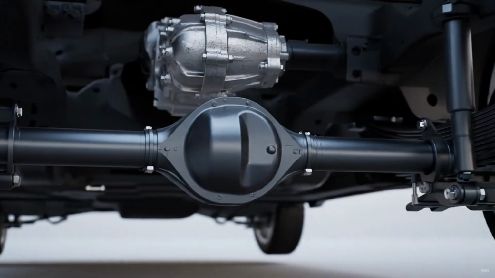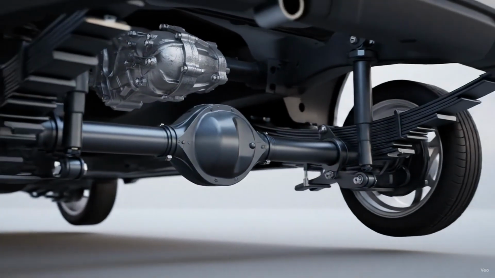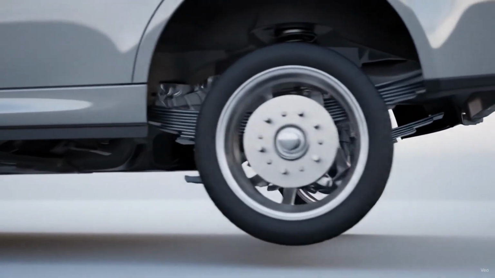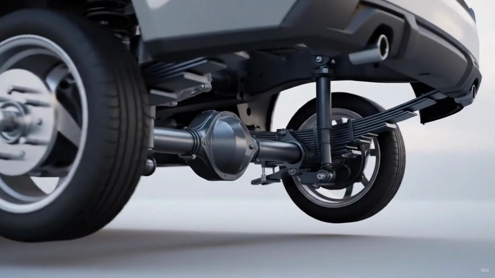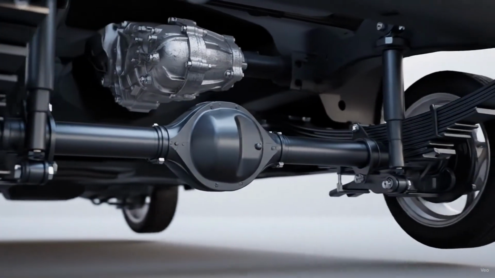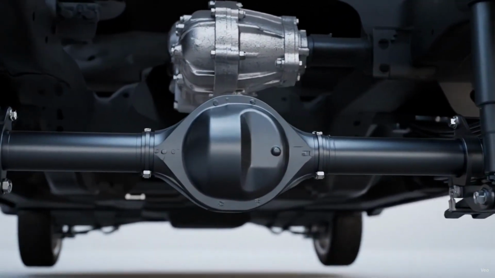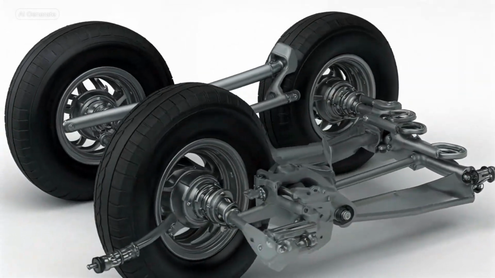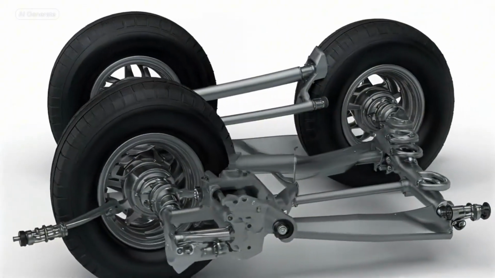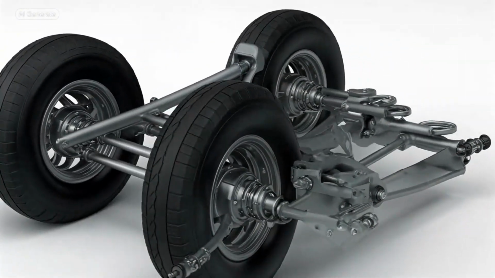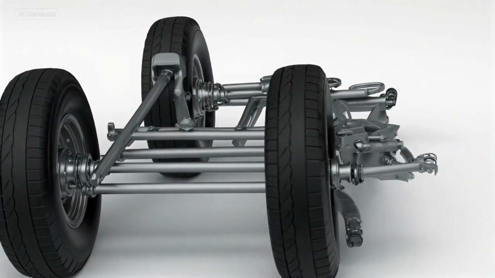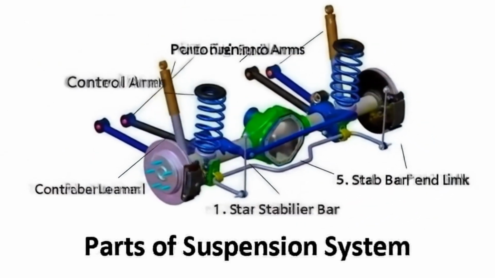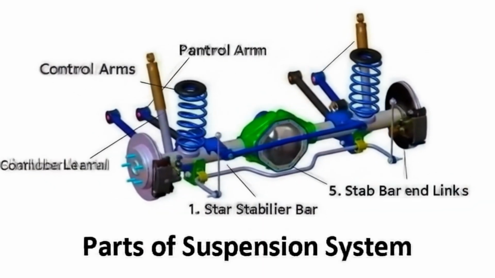The green component in the center of the axle is the differential housing, which contains the gears that allow the wheels to spin at different speeds, especially when turning, and transmits power from the drive shaft, not shown, to the wheels. In summary, this diagram effectively breaks down the key components of a solid axle rear suspension system, illustrating how springs, shock absorbers, control arms, a Panhard rod, and a stabilizer bar work together to support the vehicle, absorb road irregularities, and maintain stability and handling.